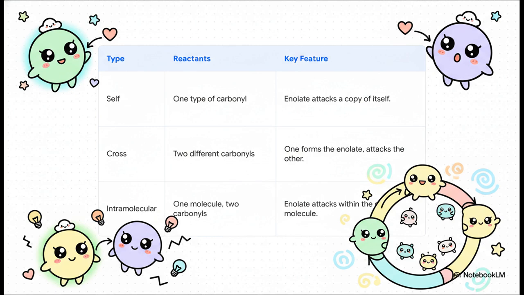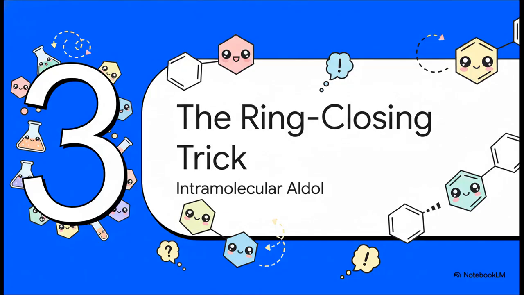That's where one part of a molecule forms an enolate and attacks another part of the same molecule, snapping together to form a ring. We're going to focus on that last one, the intramolecular version. This type is a total favorite on exams because honestly, it looks really complicated. But the truth is, it's perfectly logical, as long as you have the right strategy.